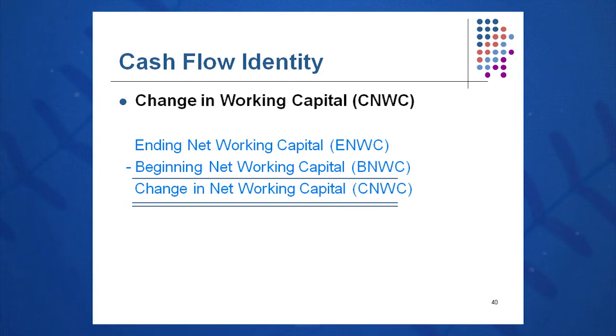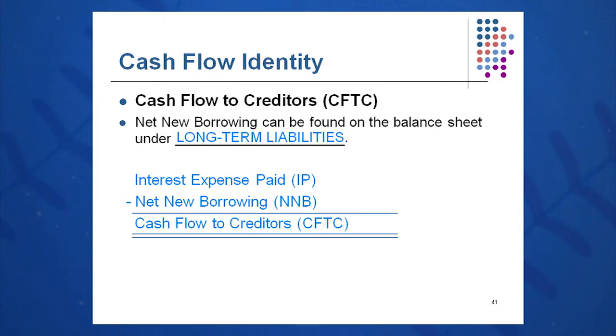Finally, change in net working capital is simply current assets minus current liabilities ending, minus current assets minus current liabilities beginning, and that shows how much cash you have tied up in working capital. Now, a second way to calculate CFFA is CFTC plus CFTS, cash flow to creditors plus cash flow to stockholders. First, cash flow to creditors: I take my interest expense paid off the income statement minus net new borrowing.